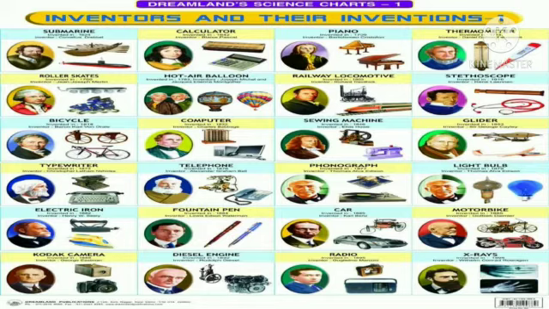Like light bulb, invented by Thomas Alva Edison. Television, invented by John Logie Baird. Charles Babbage invented the computer. The motor car was invented by Karl Benz. Telephone was invented by Alexander Graham Bell. AC was invented by Willys Carrier. Like this, we have many others. You can read and learn about them. Now, I am going to show you the pictures of some famous inventors with their inventions.